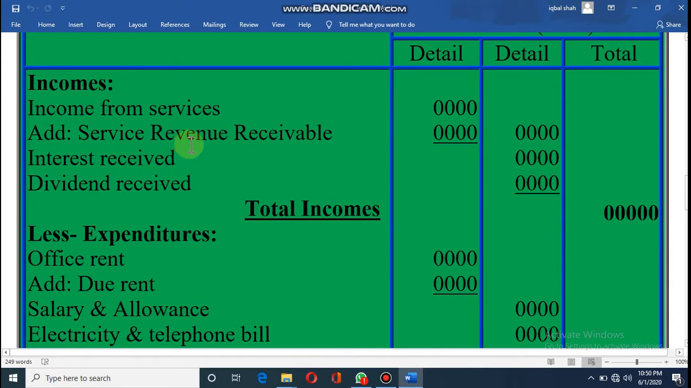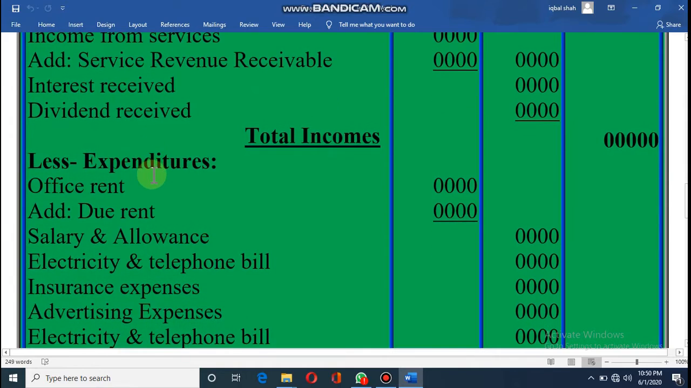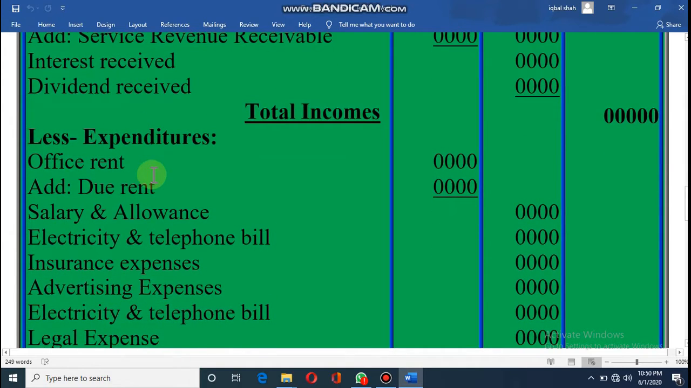You know that this is chapter 10. So from chapter 1 to 9 you have learned different types of income. So dear student, here you will write the income from different sources. Then dear student, we have to subtract expenditure. Then what are the expenditures?